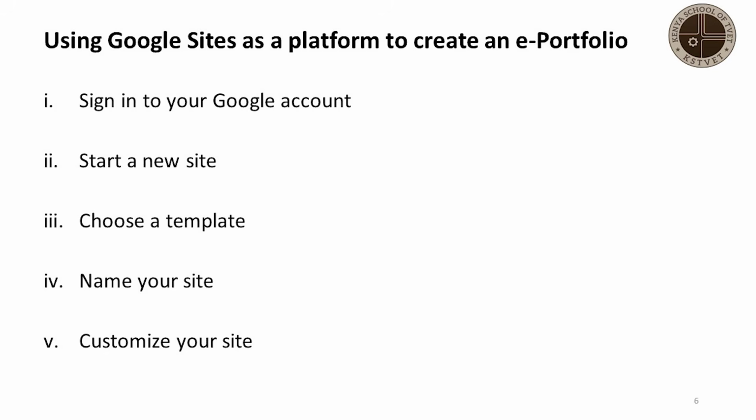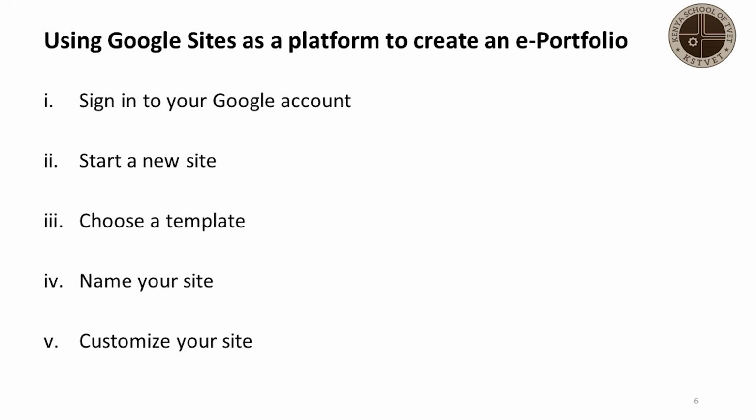Step 3. Choose a template. Because Google Sites offers a variety of templates, browse through and select a template that suits your needs and preferences. Step 4. Name your site. This is done by providing a name for your e-portfolio. The name should be descriptive.